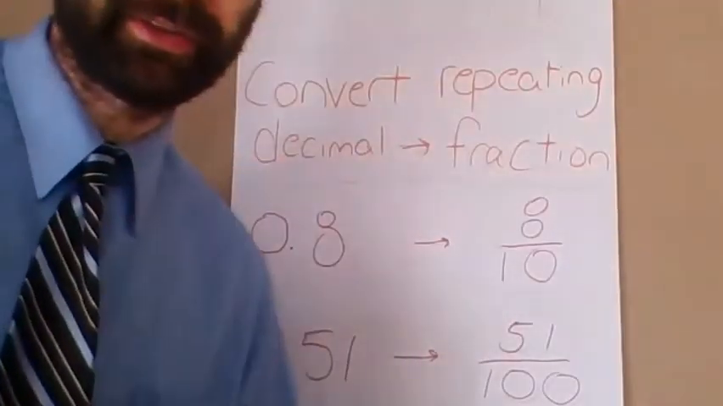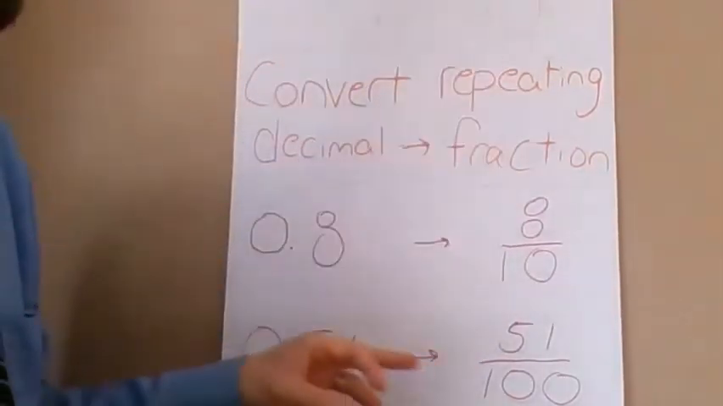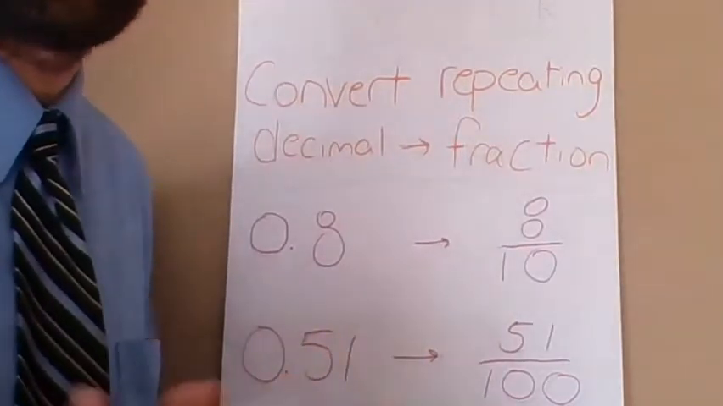So I call this the Zoom trick. All right, maybe you can't read that too well, but it's the Zoom trick for converting repeating decimals to fractions. I call it the Zoom trick because we came up with it during the Zoom conference.